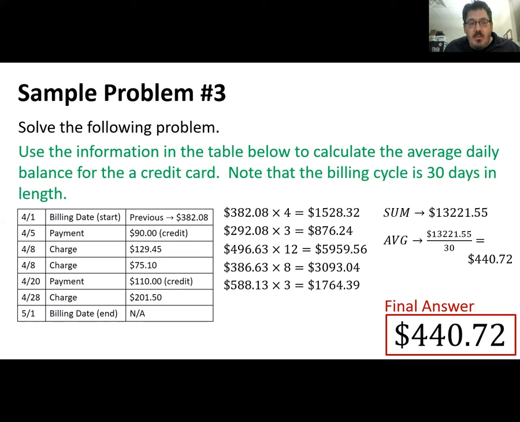As we saw in the previous problem, that's what they then use to calculate the overall interest finance charge for that particular billing cycle. So it's important to know how to get that average daily balance, and it's important to know how we use it when we are calculating interest when it comes to a credit card.